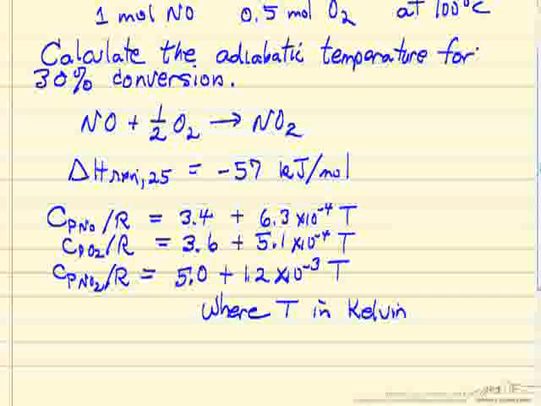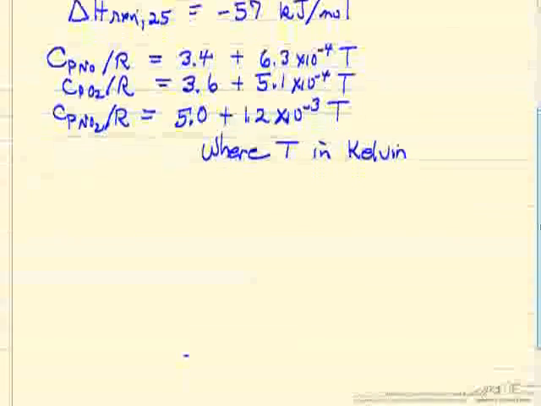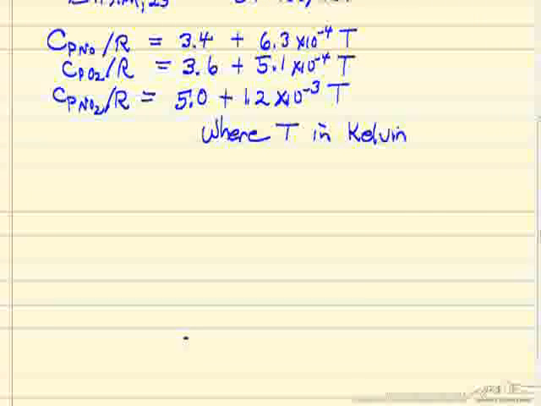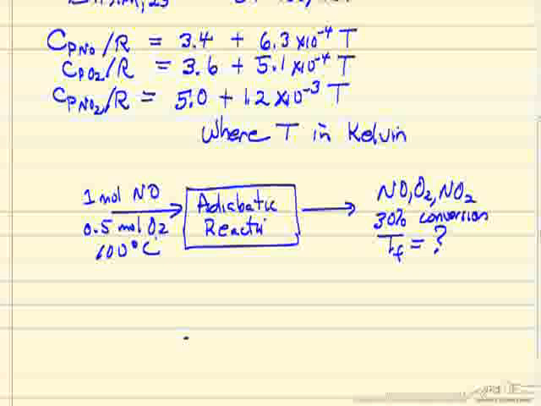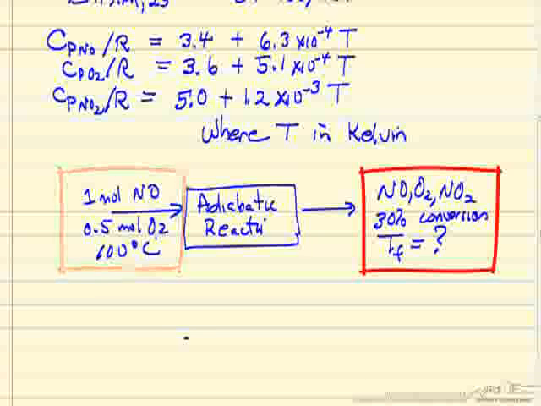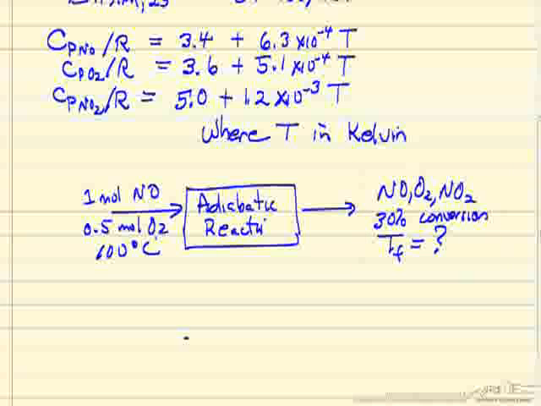And so the first thing we do, of course, is to make a diagram of the process. The system is this adiabatic reactor. We've labeled the feed conditions. We have NO, O2, and NO2 all leaving since we only have 30% conversion. And the unknown is the final temperature. So we want to set up the approach we use to solve this type of problem.